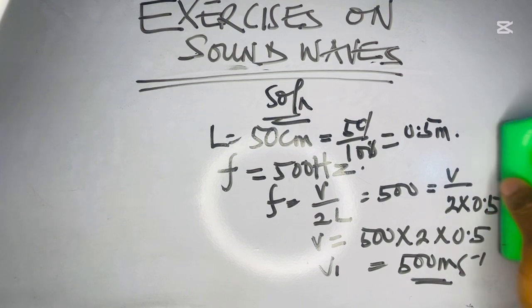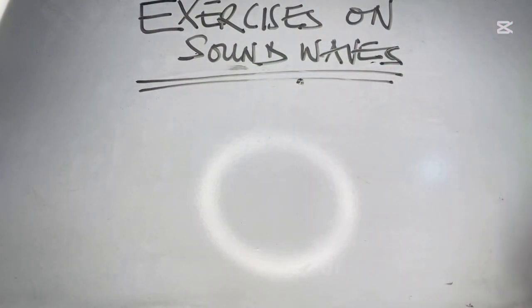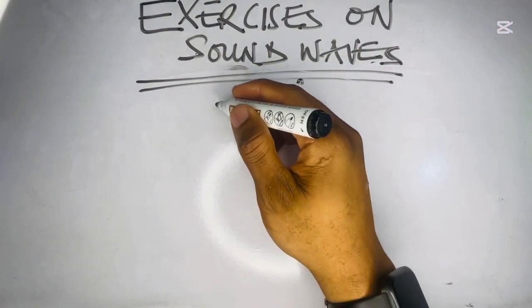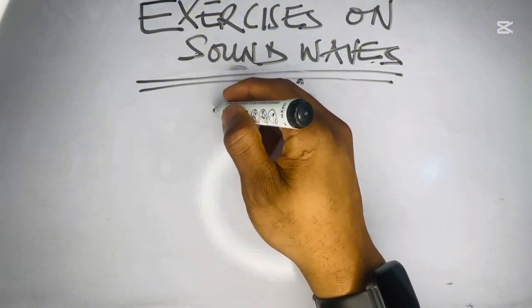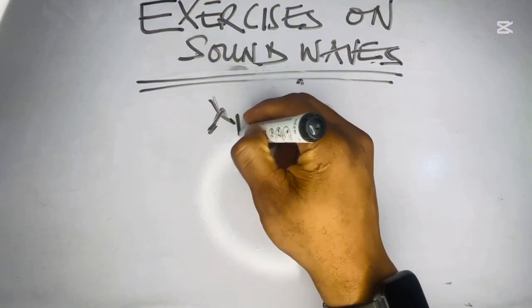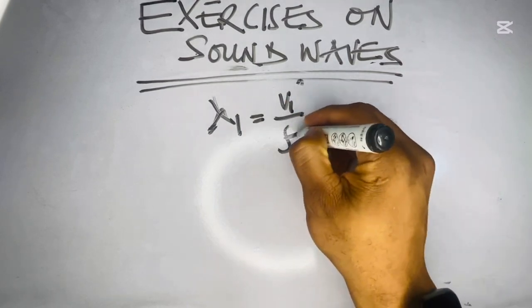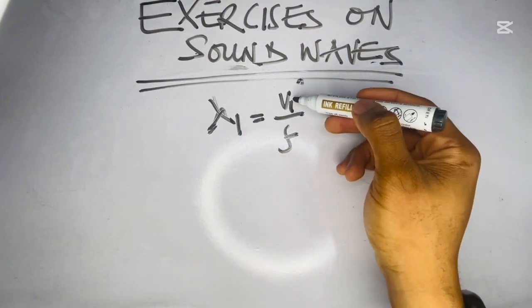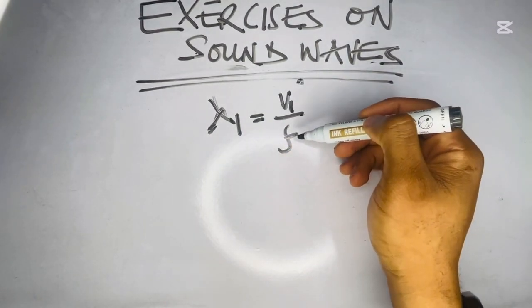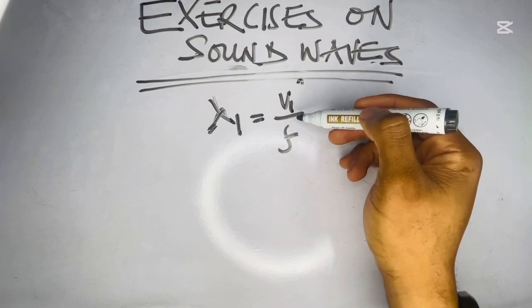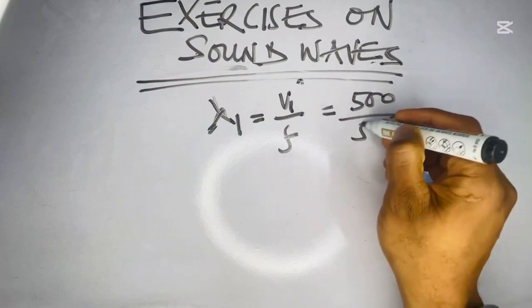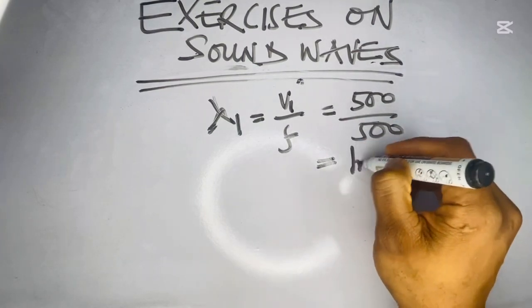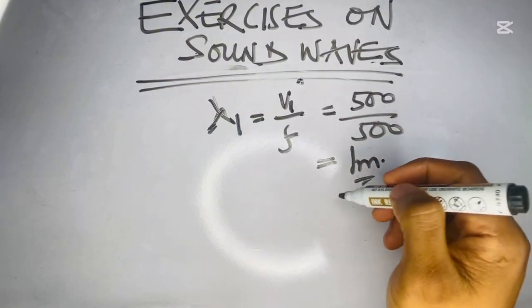After looking for our V1, the next thing we are supposed to do is to look for lambda 1, which is our wavelength. So lambda 1 will be equal to V1 over F. Remember that V is equal to lambda F: wavelength times frequency is equal to the velocity. So this will be 500 over 500, and it will give us 1 meter. So the wavelength is 1 meter.